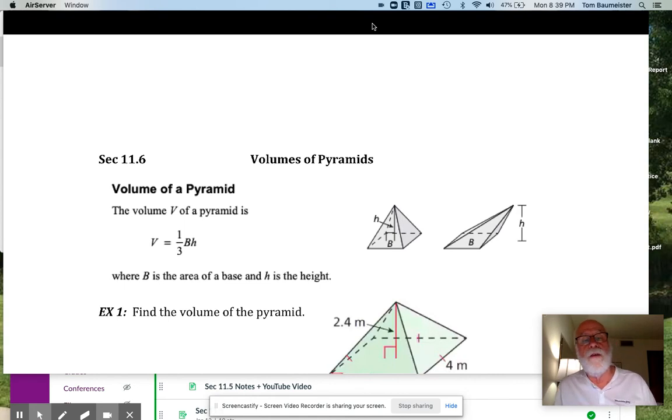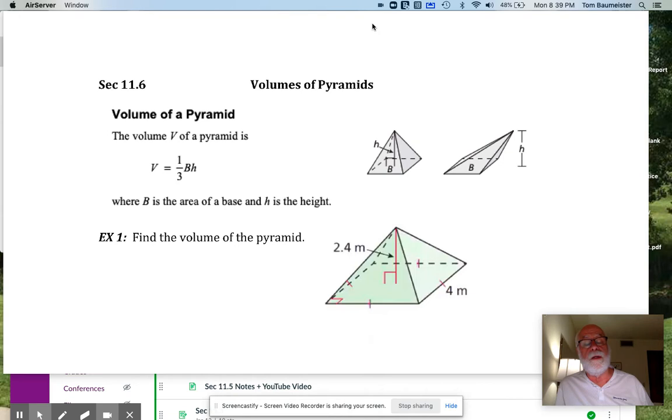All right, section 11.6 is volumes of pyramids. The volume of a pyramid is equal to 1/3 the base times the height. Again, the height is going to be right here. It's not going to be the slant height. We'll talk about that one near the end, but we'll need it to find our height.